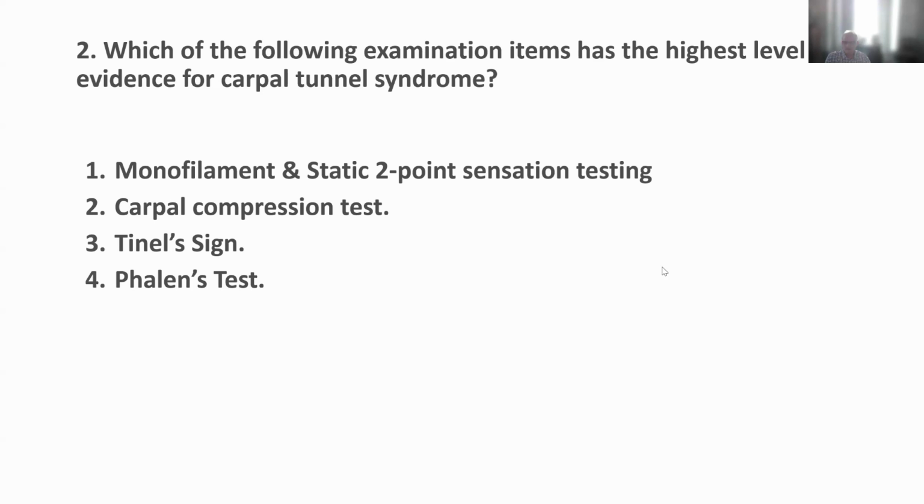We got a little spread, right? A lot on Phelan's. We got some on monofilament, two-point, some on carpal compression, and some on Tinel's. All tests that can be used for carpal tunnel. This is a purposeful question because I think we spend a lot of time memorizing all these different provocative tests. The reality is the correct answer here is monofilament and two-point static sensation.